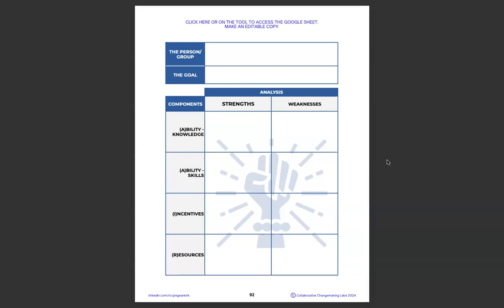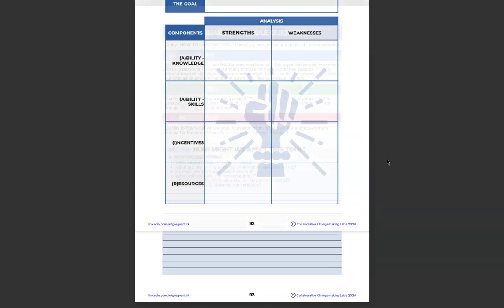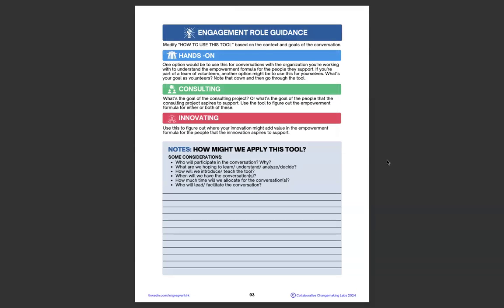As always with this tool, you can see here, you can click on this and edit it in Google Sheets, make it your own, use it virtually with people, change it around. It's all yours once you've gone through it and accessed the Google Sheet. Engagement role guidance with this tool: as always, you're going to modify how you use this tool based on the context and the goals of the conversation.